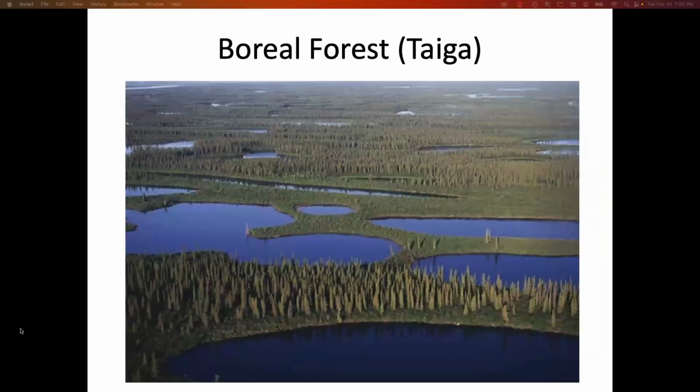Now we go into taiga or boreal forest. All right, coniferous forest, mostly spruce trees and fir trees, jack pine here in North America. Lots of bogs, these open wetlands.